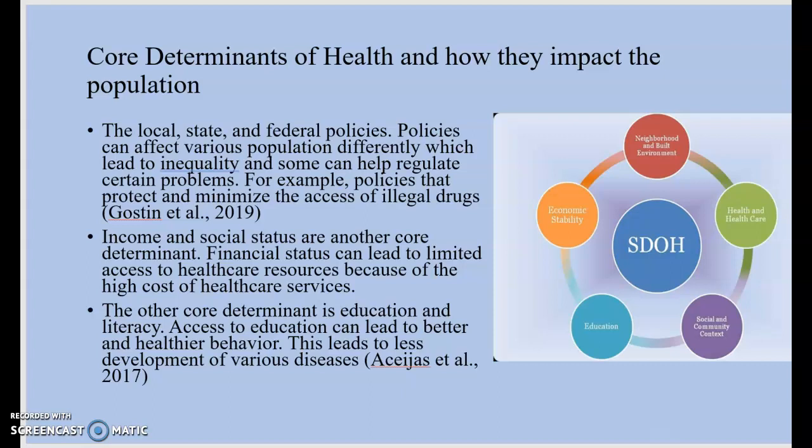The core determinants of health and how they impact the population are listed to the right, as you can see in this chart: economic stability, neighborhood and built environment, health and health care, education, and social and community contexts. Policies can affect various populations differently, which leads to inequality, and some can help regulate certain problems. For example, policies that protect and minimize the access of illegal drugs.